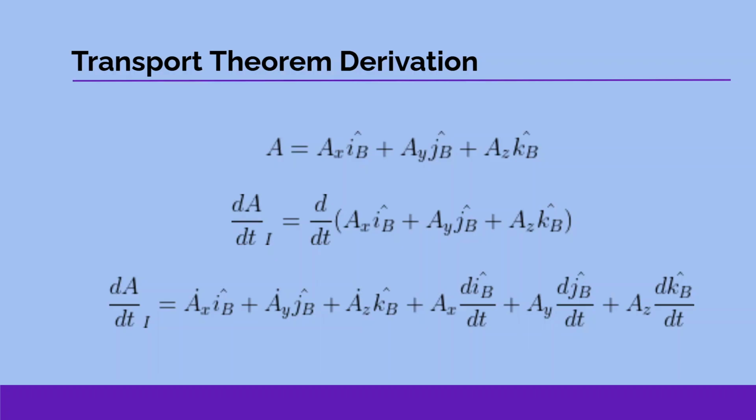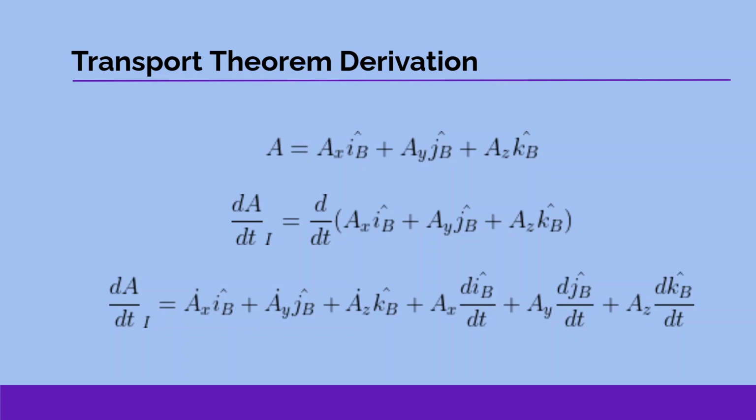Now, the derivation of the transport theorem goes as follows. You have a generic vector A made up of its components Ax, Ay, and Az along the unit vectors iB, jB, and kB. Now, we want to take the time derivative of A as seen from the inertial frame, knowing that the body frame made up by the unit vectors iB, jB, and kB is rotating.